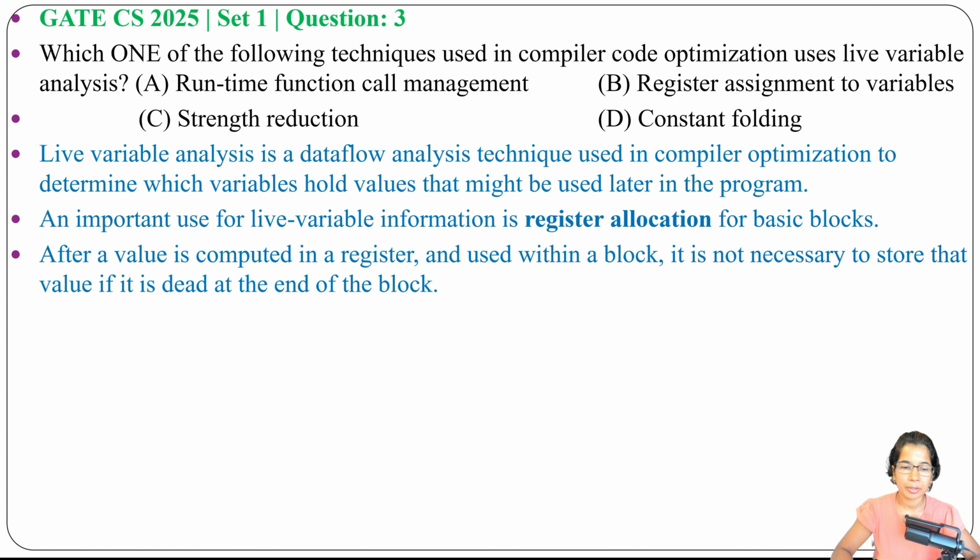for that variable. So the answer will be option B, register assignment to variable, which uses live variable information in compiler code optimization. Now check the other options.